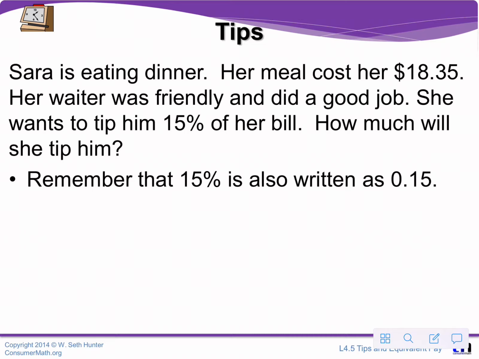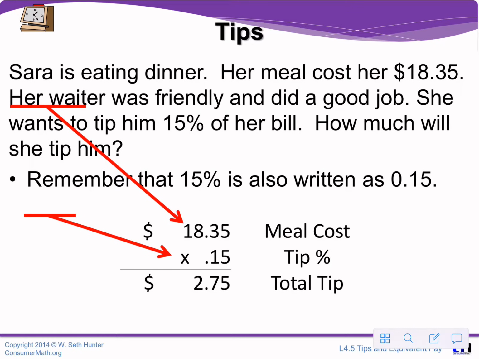So we're going to look at what this means to us for bills and money. Sarah is eating dinner. Her meal cost $18.35. Her waiter was friendly and did a good job. She wants to tip him 15% of her bill. How much will she tip him? Remember that 15% is also written as 0.15. So we're going to take the amount of the bill, which is $18.35, and times it by 0.15 to get $2.75 for the tip.